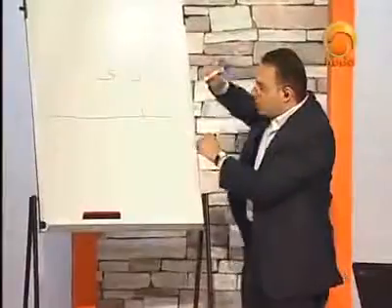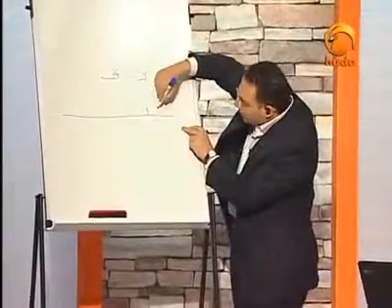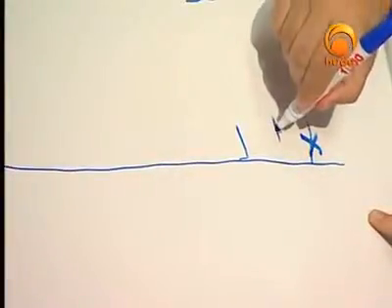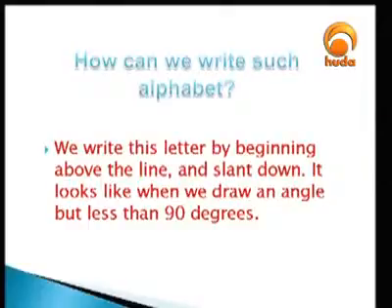And please pay attention to me. We are starting here from top to down, not from down to top. That's wrong. So we start from the top to down in this way, as it says, and slant down. It looks like when we draw an angle but less than 90 degrees.